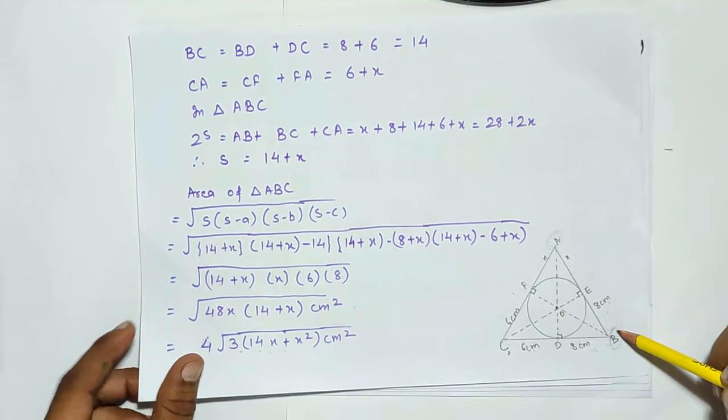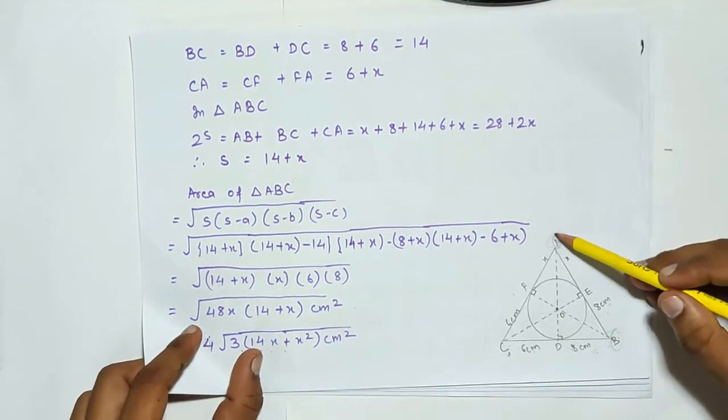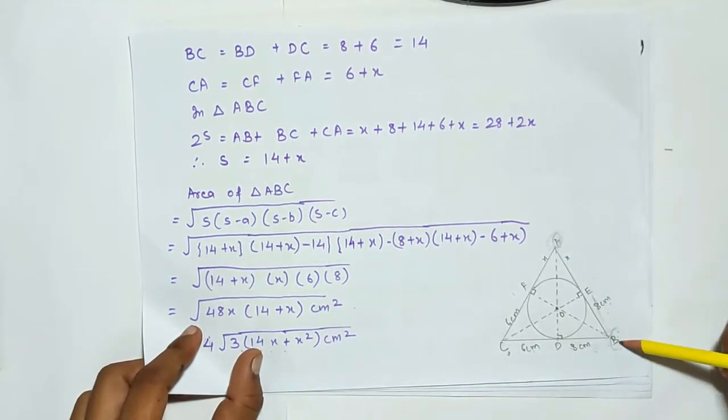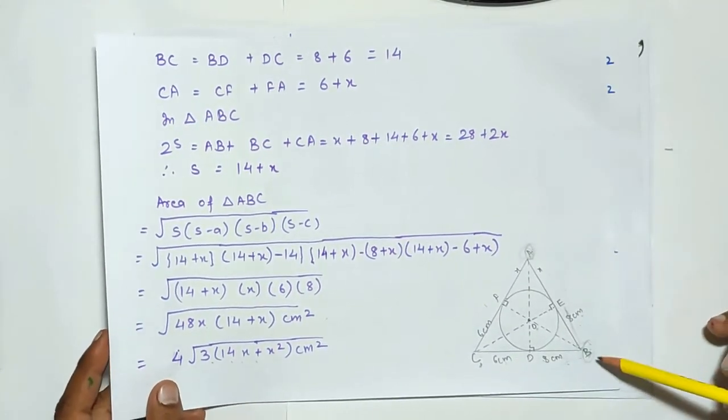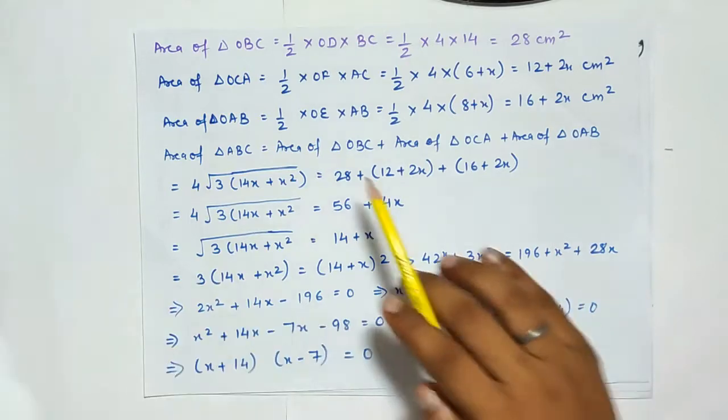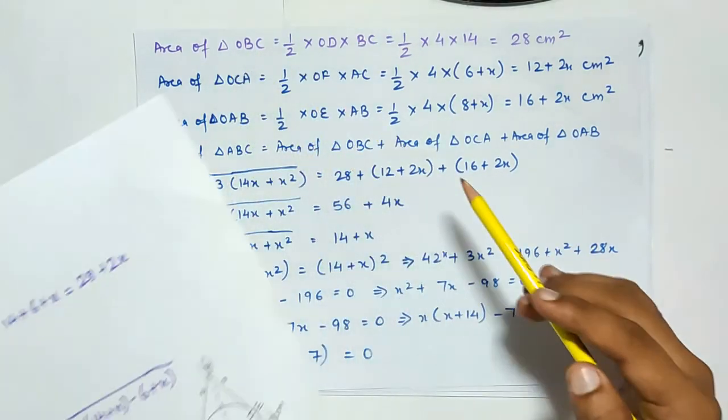So this is the main figure, you have to take care of this. These are the points and these are the tangents. The external points are these, the center O, and triangle ABC. Now coming to the next step, area of triangle OBC.